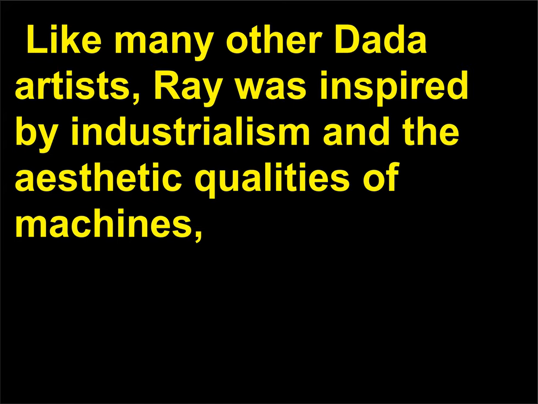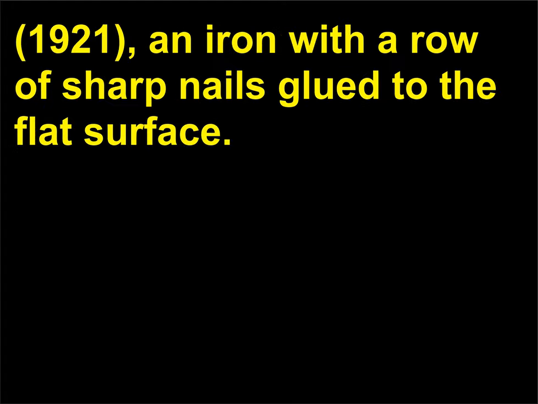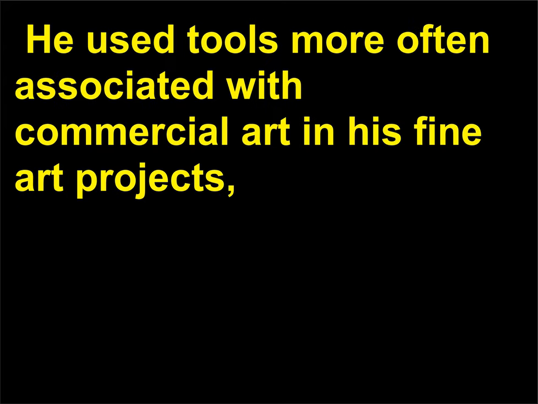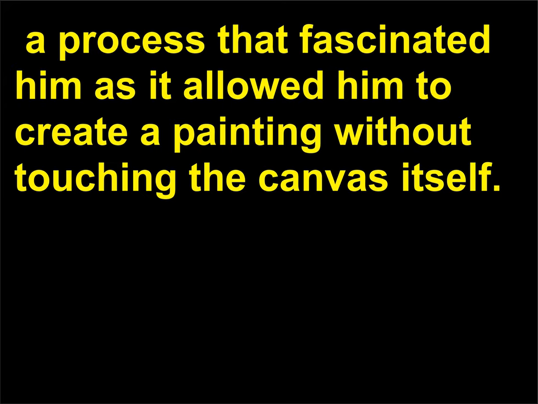Like many other Dada artists, Ray was inspired by industrialism and the aesthetic qualities of machines, creating startling Dada objects such as Gift, 1921, an iron with a row of sharp nails glued to the flat surface. He used tools more often associated with commercial art in his fine art projects, and was the first painter to use an airbrush, a process that fascinated him as it allowed him to create a painting without touching the canvas itself.